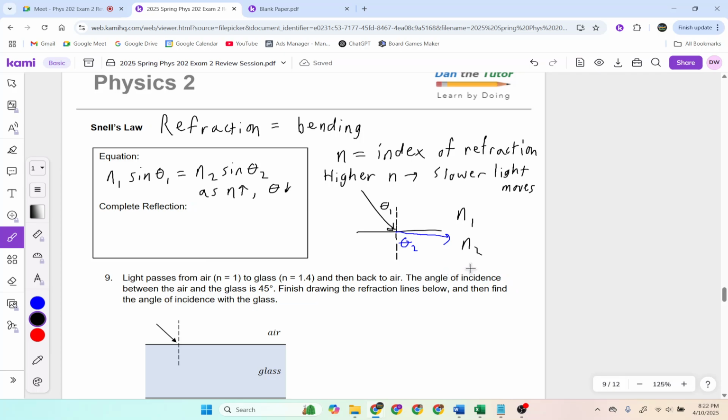Well, bigger angle, smaller n. Theta 2 is bigger, which means n1 is greater than n2 for this one. And if I had a line going the other way, more towards the vertical, it would be reversed, obviously.